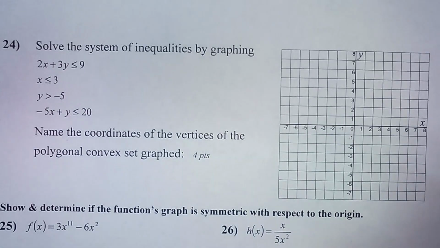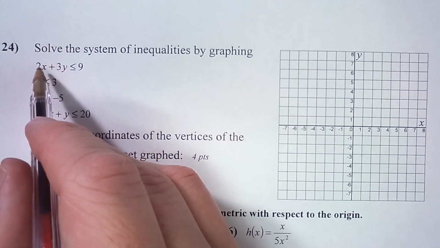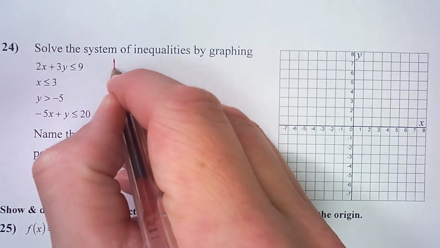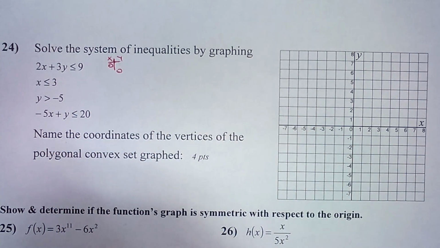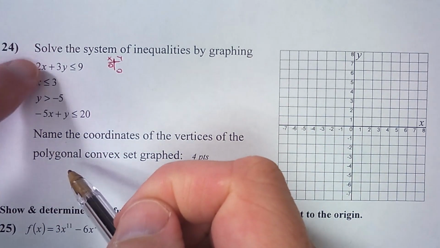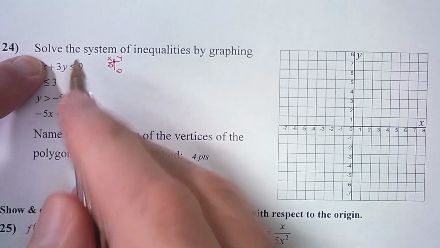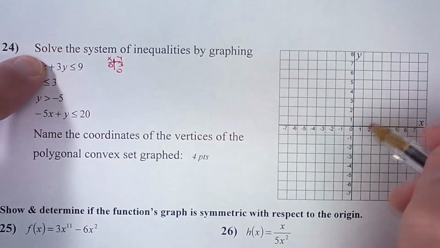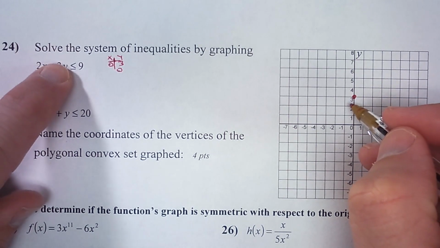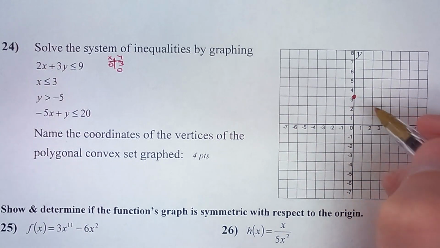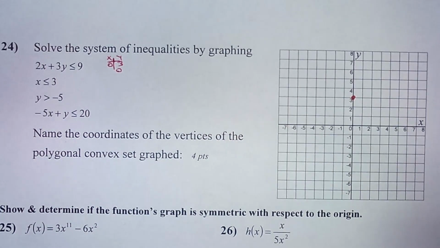Solve the system of inequalities by graphing. So I'll make an XY chart for this first one. 0 for x and a 0 for y. When I put in a 0 for x, I can divide by 3 and I get y is 3. So I have the point 0, 3. When I put in a 0 for y, 9 divided by 2, I don't like that. So I'm actually not going to use that intercept.